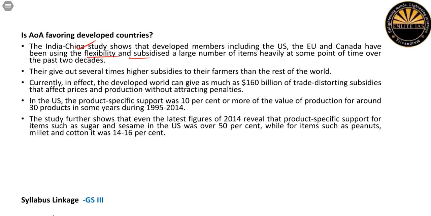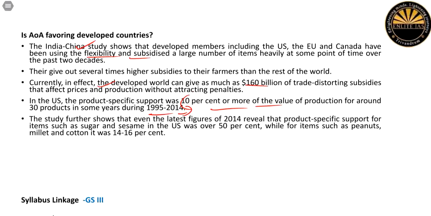And they give out several times higher subsidies to their farmers than the rest of the world. Currently in effect, the developed world can give as much as $160 billion of trade distorting subsidies that affect prices and production without attracting penalties. In the US, the product specific support was 10% or more of the value of production for around 30 products in some years during 1995 to 2014.